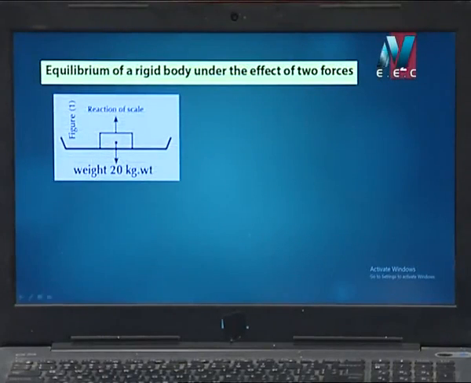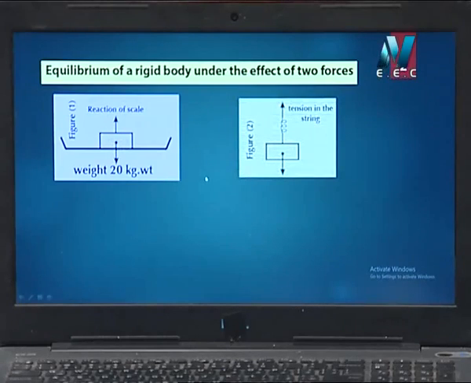We have here two forces. It's a body put on a scale. Its weight equals 20 kilogram weight, and it has a reaction equal to 20 kilogram weight also. So the weight acts downward and the reaction acts upward, and they are equal in magnitude and opposite in direction. So the body here is in equilibrium.